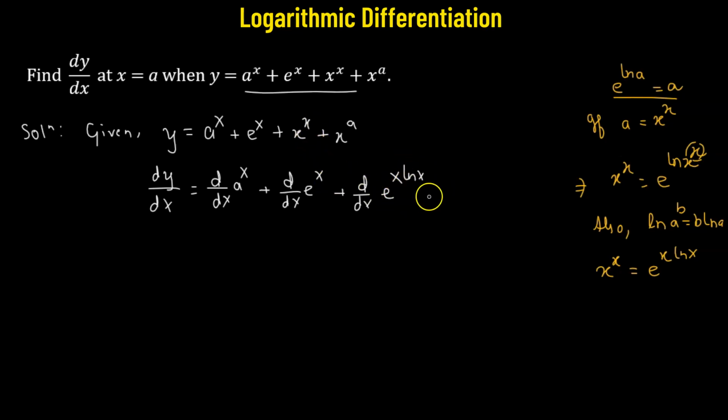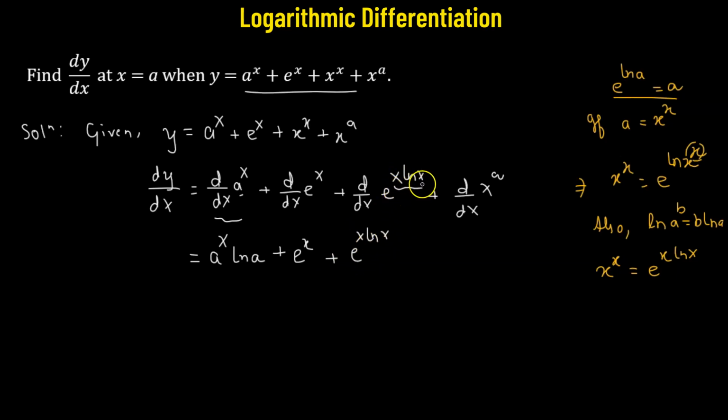It will be the same thing, plus the derivative with respect to x of x raised to the power of a. Now let's find the individual derivatives. The derivative of a raised to the power of x, since this is an exponential function, is a raised to the power of x, but here we have an a, so we'll have to multiply it with natural log of a, plus the derivative of our exponential function, which is the function itself, e raised to the power of x, plus the derivative of e raised to the power of x log x, so this will be e raised to the power of x log x.